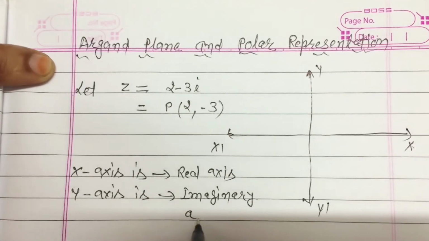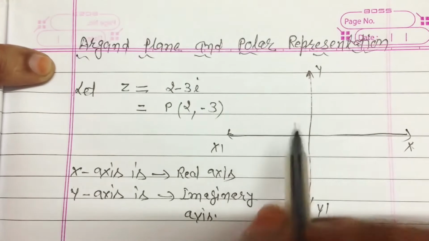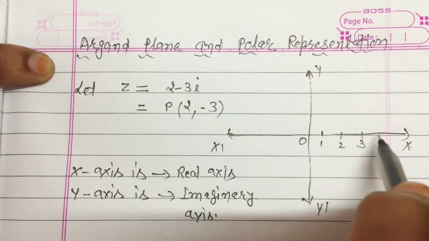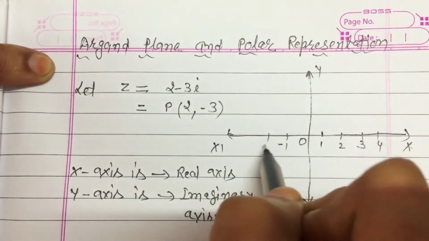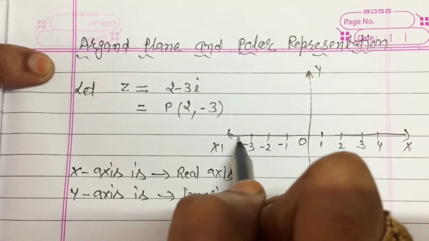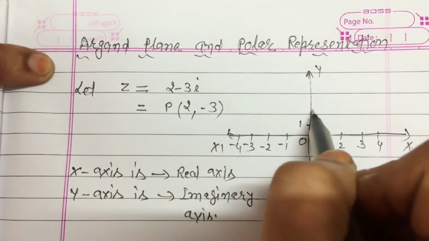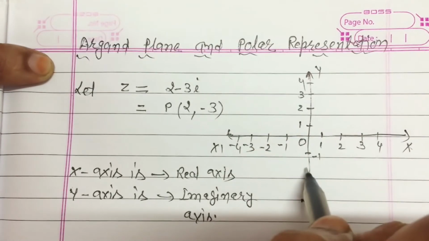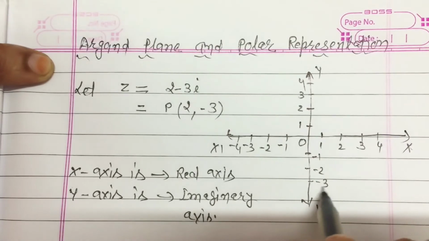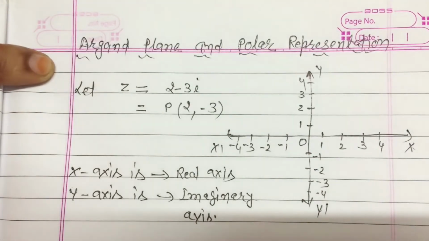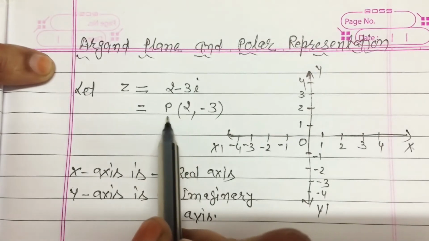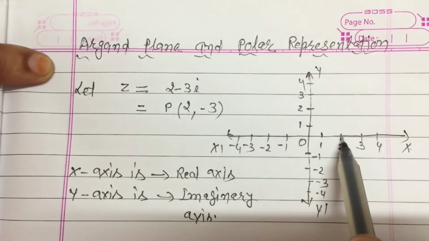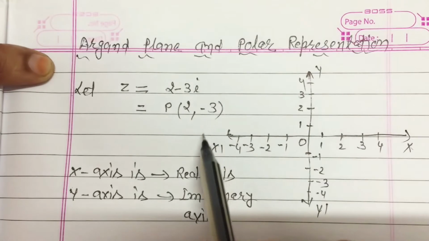Okay, imaginary axis. And now it is the origin. Let's mark here points 1, 2, 3, 4. Here minus 1, minus 2, minus 3, minus 4. It's 1, 2, 3, 4, same as here. Minus 1, minus 2, minus 3, and here it is minus 4. Okay. The point is P (2, minus 3). So on the real axis it's 2 and on the imaginary axis it's minus 3.